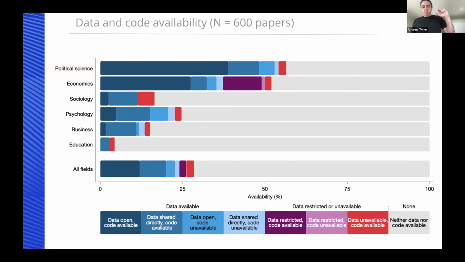We see a fair bit of sharing as well in psychology and business, but this is in the lighter blue category, which is where it was shared directly with us on request rather than being made available. We think in psychology and business, this reflects increasing norms around open sharing. People are more willing and see the value of this, but again, it has to be on request. It's not quite made it through to the level of journal policy to the same degree as in political science and economics. And again, for all but two of these disciplines, less than half had data or code available.